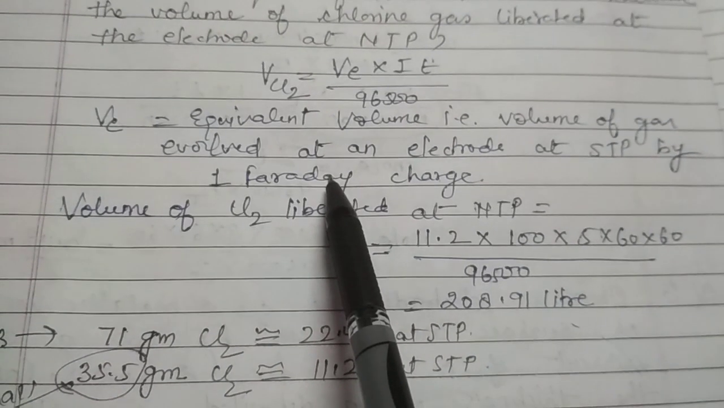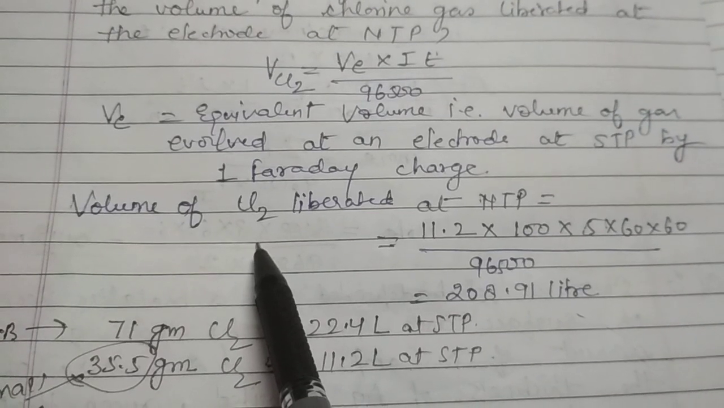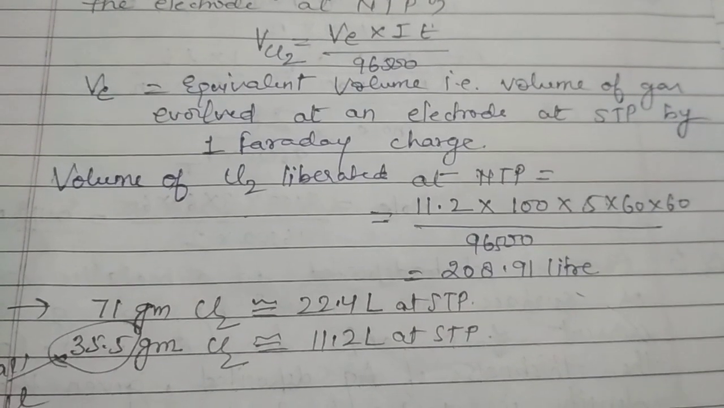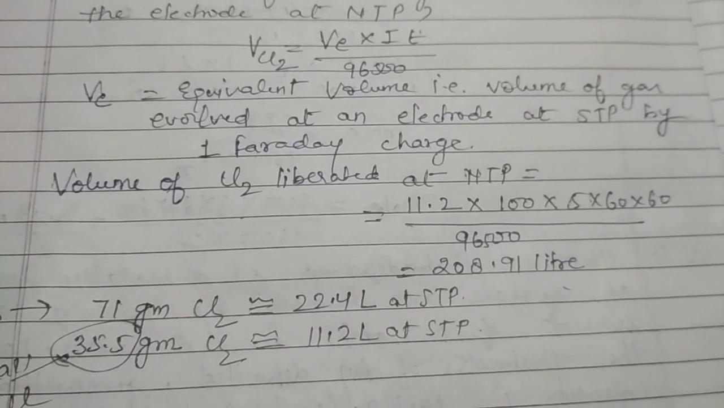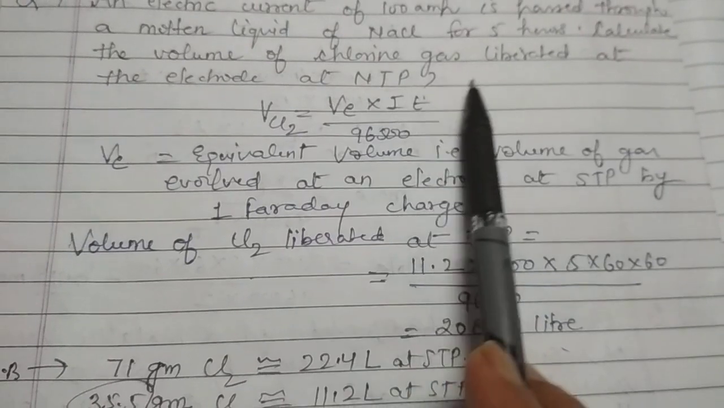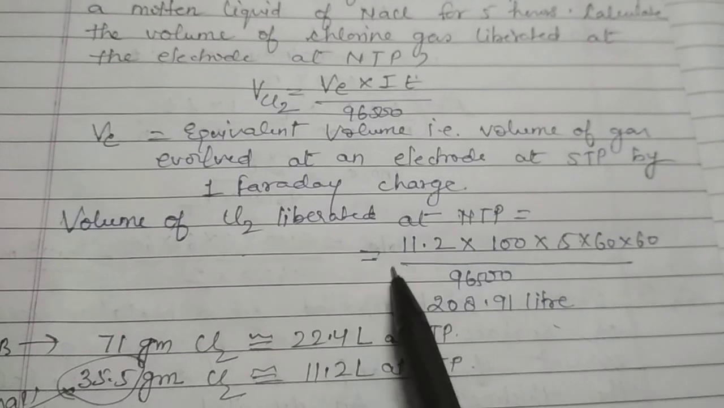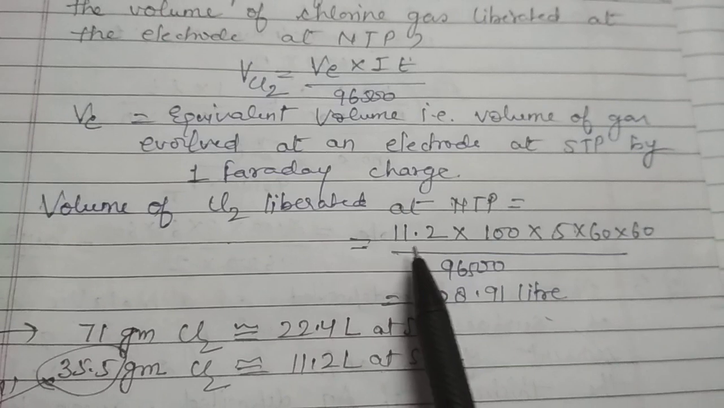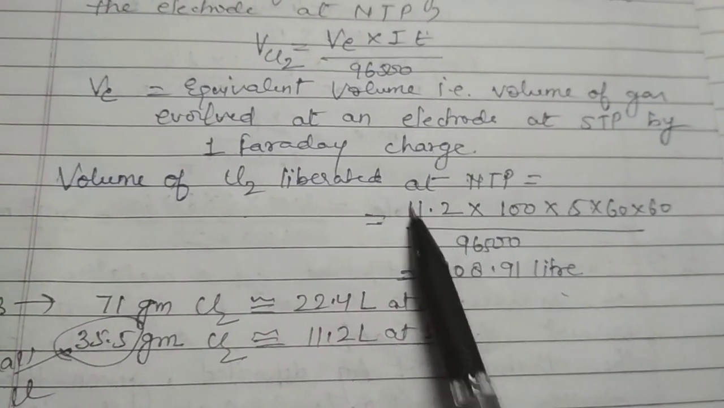And if we will write the reaction for chlorine gas, to form the chlorine gas at anode, we would be getting 2 Faraday of charge is required to produce 1 mole of chlorine gas. So now, as we are to calculate the volume of chlorine gas liberated at the electrode at NTP, it can be calculated by putting the values here. The equivalent volume for the case would be 11.2 liter. Why is it so?